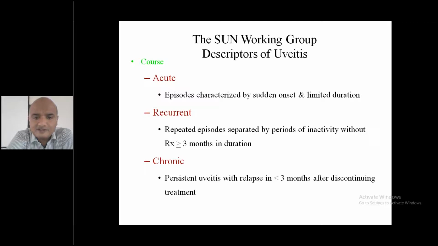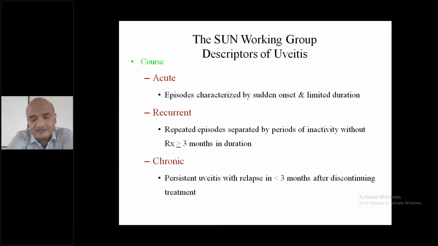Recurrent means repeated episodes separated by periods of inactivity without treatment of more than 3 months duration. So these patients have a gap of 3 months, and then they again develop uveitis. There is a small period of gap in which there is no uveitis, and then again they develop uveitis. So they keep coming, subsiding, and coming again. This cycle keeps on repeating. That is why it is called recurrent uveitis.